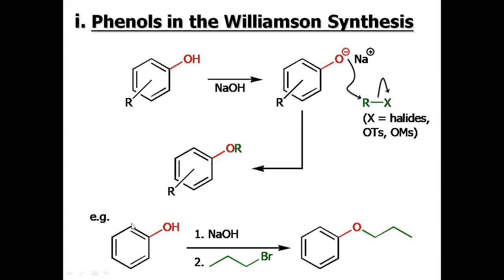Let's say, for example, in this case, we have phenol which, when treated with sodium hydroxide, will have its proton abstracted, and this oxy anion will attack this carbon and remove this bromine to give you phenyl propyl ether, which is also known as the Williamson ether synthesis.